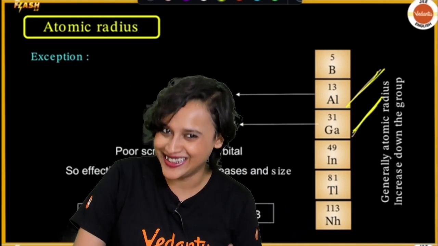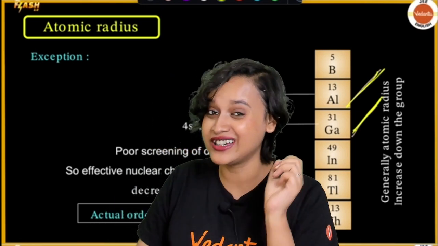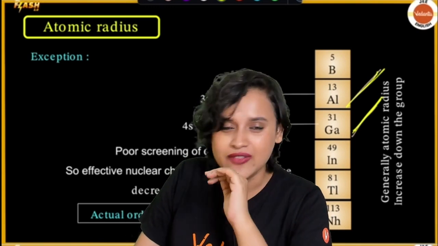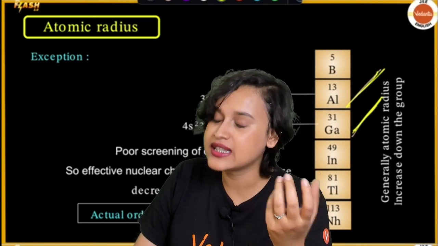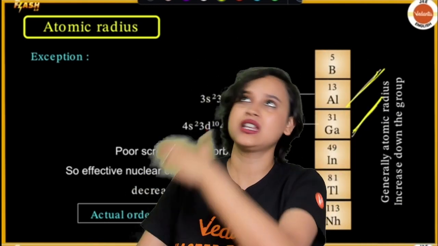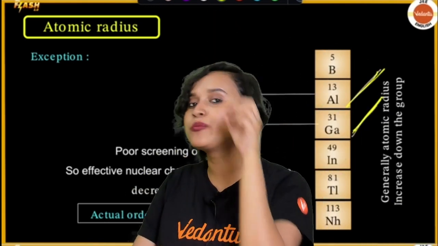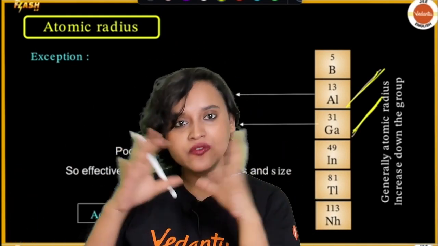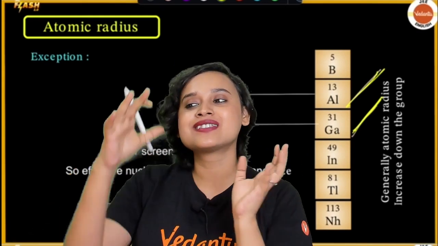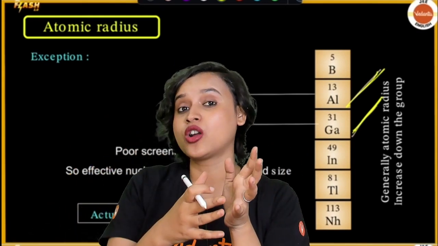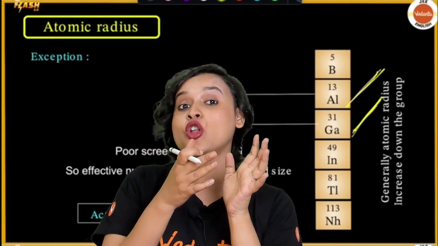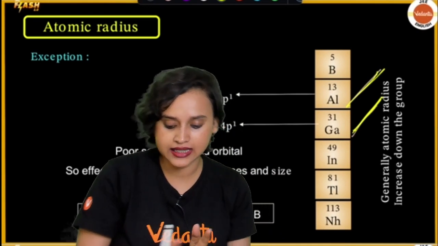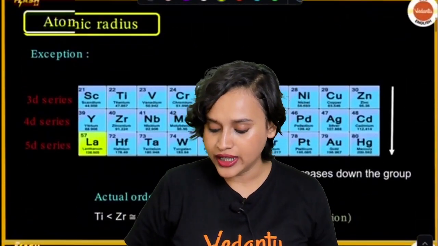But that's not the law of nature. The law of nature here is that the d orbitals have a very bad shielding effect. In the d orbitals, there is enough space for the nucleus to look at the electron and pull it back into its force field, right? So because of the introduction of the d block elements, gallium has a smaller size. Do we understand this? Yes. Now moving on, let us have a look at it.